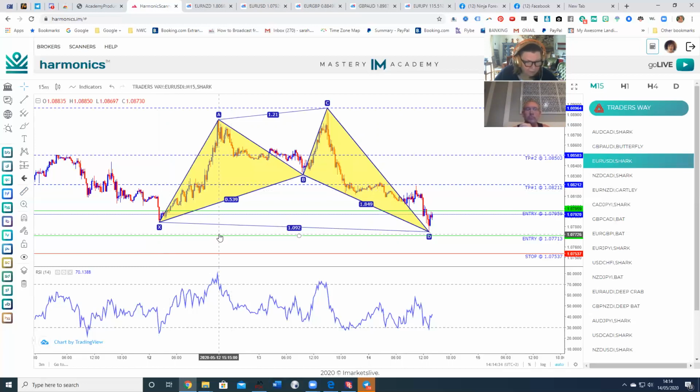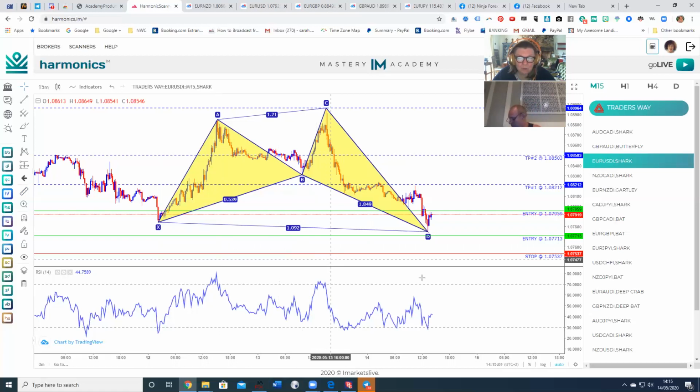The A point is 12th of the 5th at 15:15. So we're on the 15-minute chart. The B is the 13th of the 5th at 09:45. The C is 13th of the 5th, 1500. So you need to make sure you're taking the time off your own time zone, or you can set it to mine and copy it the same. D is 14th of the 5th at 13:15.